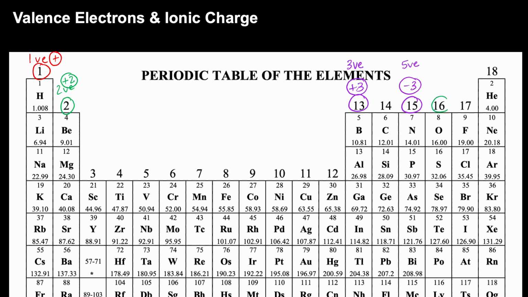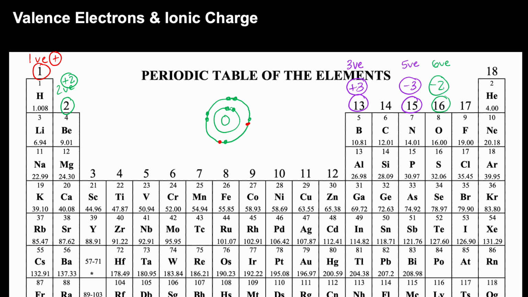Now group 16, 6 valence electrons. If we're looking at oxygen, we have a full first energy level, and then in our second energy level, we have 6 valence electrons. So again, is it more likely to lose the 6 or gain 2? The answer is gain 2. If we are gaining 2 electrons, those are negatively charged, that means this ion would now have a charge of negative 2.